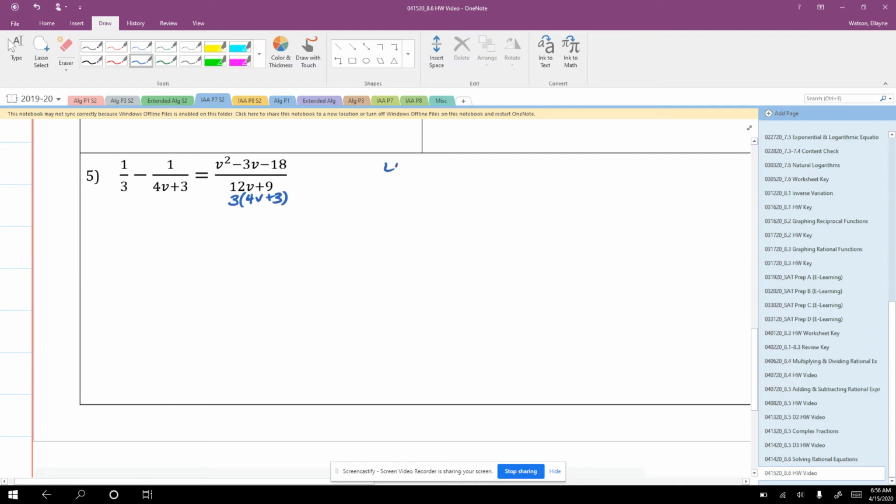All right, so LCD is, these are my denominators. Okay, so I need a 3. I need a 4v plus 3. I need a 3. I already have it. I need a 4v plus 3. I already have it. All right, so multiply both sides of the equation by that LCD. And distribute that to each term.